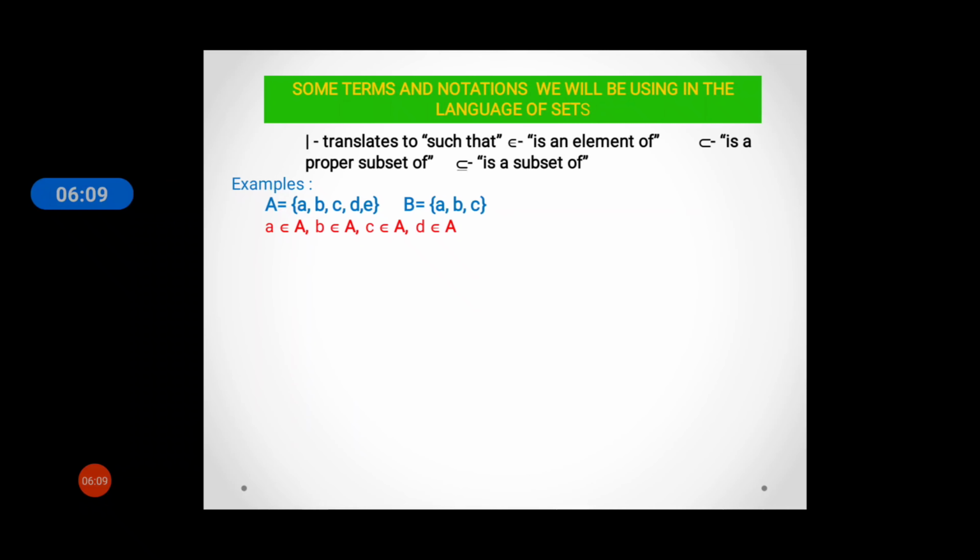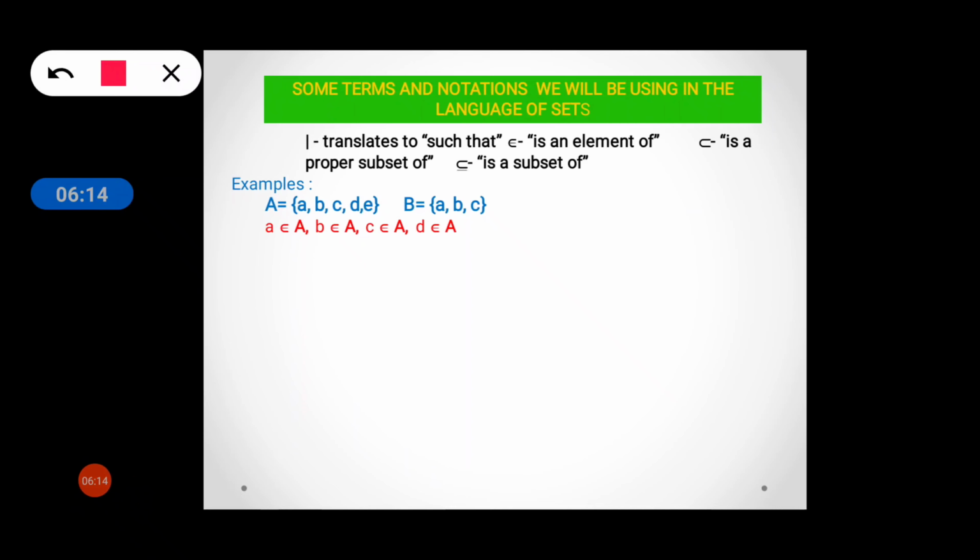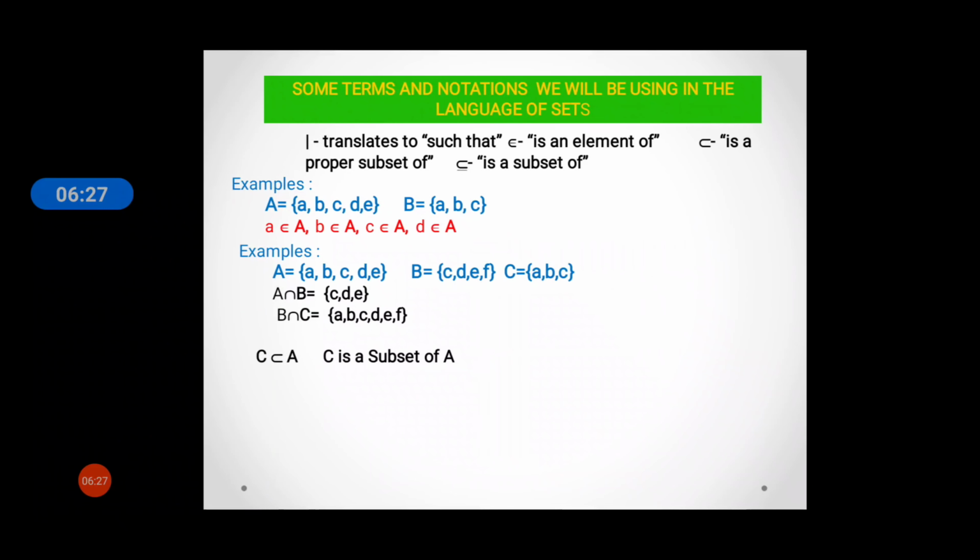So for example, we have here some of the symbols in use. A is an element of set A. B is an element of set A. C is an element of set A. D is an element of set A. For example, also we have A intersection B, meaning the commonality. There is a commonality between the two sets, meaning the elements present in A that are at the same time members of B. What are those?